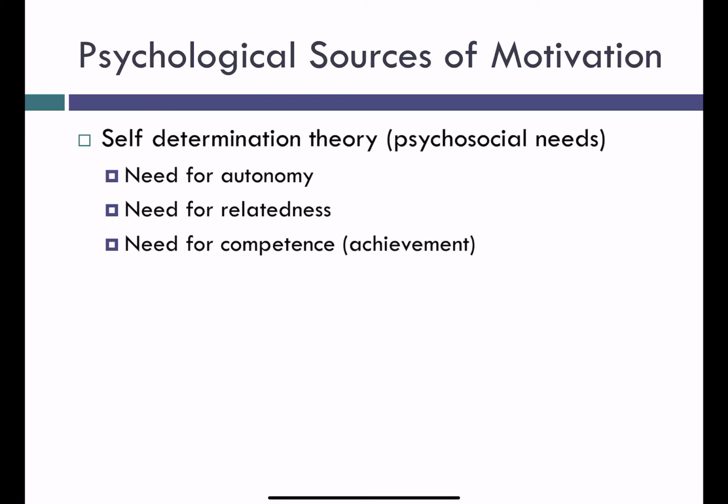Relatedly, self-determination theory looks just at the psychological or psychosocial needs, and they argue that basically there are 3 of them. We have a need for autonomy, so you want to feel like you determine or control your own behavior and goals. There's a need for relatedness, so we want to feel like we can connect and interact with other people. And there's a need for competence or achievement. We want to feel like we're good at things and we're effective. And when we have those 3 things, it makes us happy.